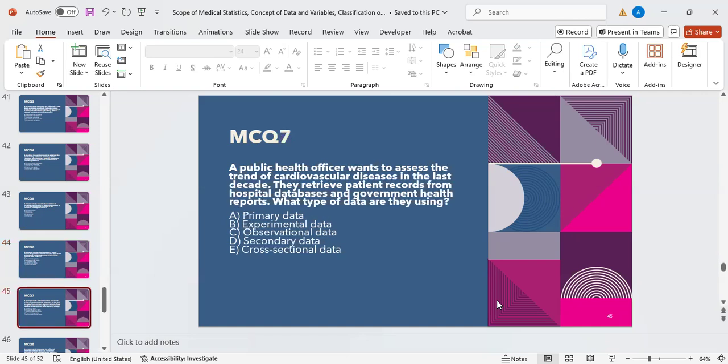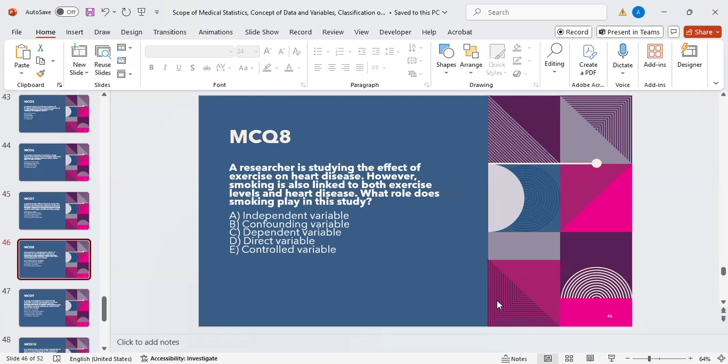MCQ number 7 is: a public health officer wants to assess the trend of cardiovascular disease in the last decade. They retrieve patient records from hospital databases and government health reports. What type of data are they using? Option A, primary data. Option B, experimental data. Option C, observational data. Option D, secondary data. And option E, cross-sectional data. Option D, secondary data. Yes, secondary data.